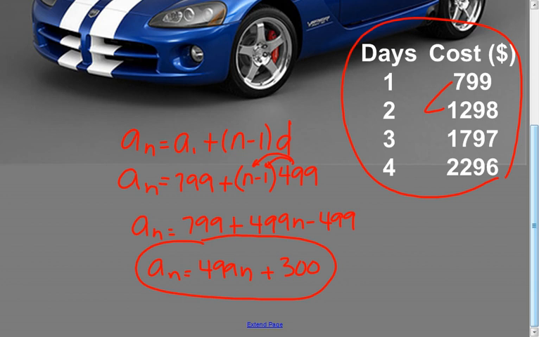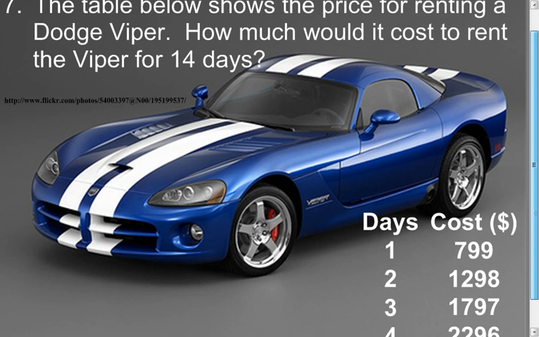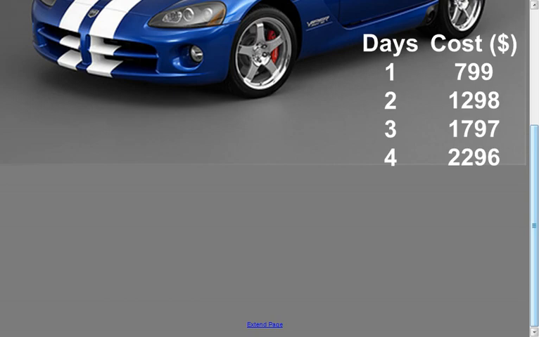Now if you can't figure out what that means, in this case n stands for the number of days. So if I rent it for 1 day, it's going to cost me $4.99 times 1 plus $300. If I rent it for 8 days, it'll be $4.99 times 8 plus $300. That $300 is sort of like a deposit or a setup fee. You pay that setup fee one time and then $4.99 for every additional day that you rent it.